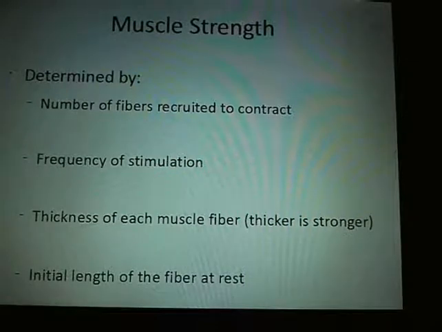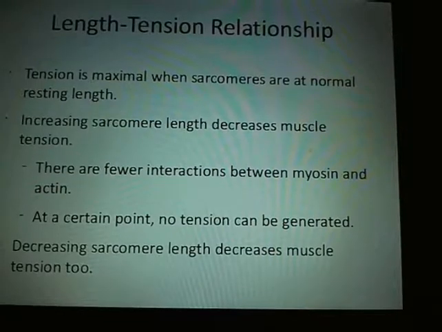Muscle strength is determined by the number of muscle fibers recruited, the frequency of the stimulation, the thickness of each muscle fiber, and the initial length. Now, the initial length of a muscle fiber at rest is when the muscle is at its strongest. Tension is maximal when the sarcomeres are at the normal resting length. Increasing the sarcomere length actually many times will weaken the muscle, decrease the tension.